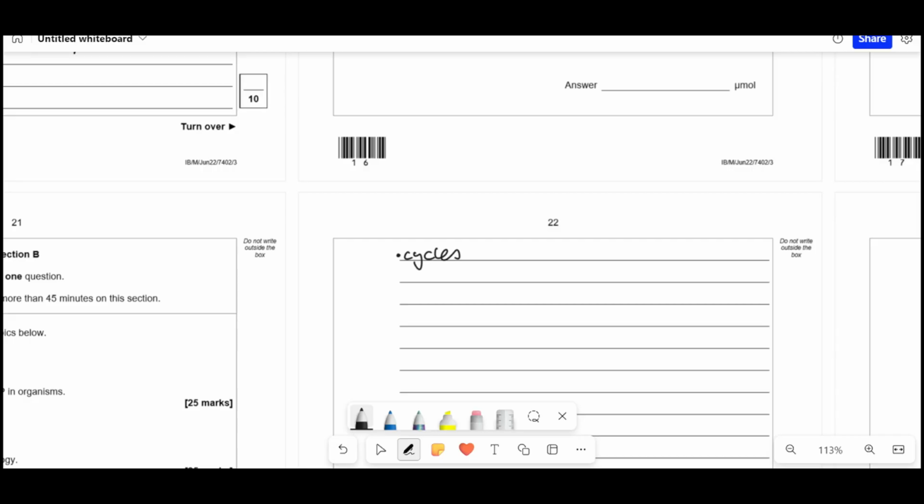Another cycle, for example, is predation, predator-prey relationships. That's important because if you have too many of one or too many of the other, then obviously the population starts to decrease and you get changes in the population.